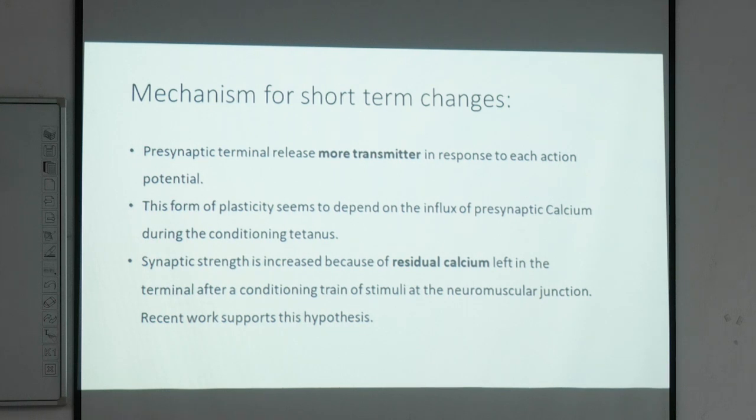Now the mechanism of short-term changes. What are the mechanisms behind short-term changes? Presynaptic terminals release more neurotransmitter, and this form of plasticity seems to depend on influx of presynaptic calcium during the conditioning tetanus. Synaptic strength is increased because of residual calcium left in the terminal. All these are hypotheses, because we don't know the mechanisms very accurately.